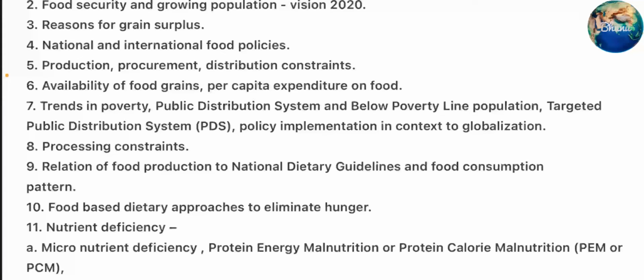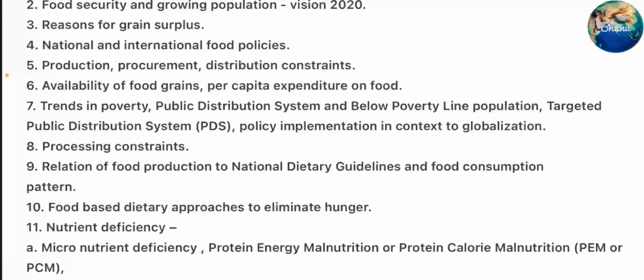Trends in poverty, public distribution system, below poverty line population, targeted public distribution system, PDS policy implementation in context of globalization. Processing constraints. Relation of food production to national dietary guidelines and food consumption pattern. Food-based dietary approaches to eliminate hunger.